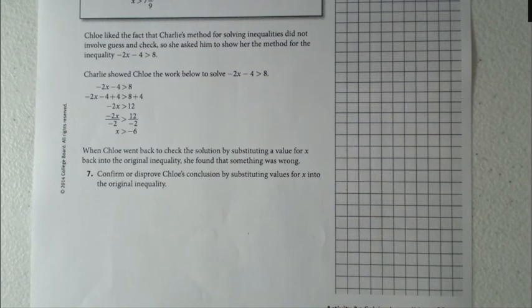When Chloe went back to check the solution by substituting a value for x back into the original inequality, she found that something was wrong. Confirm or disprove Chloe's conclusion by substituting values into x for the original inequality.